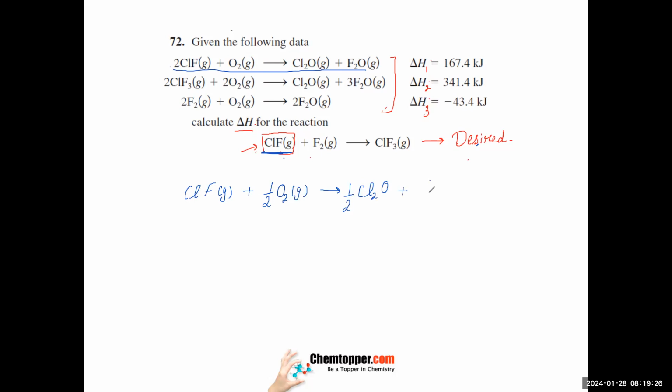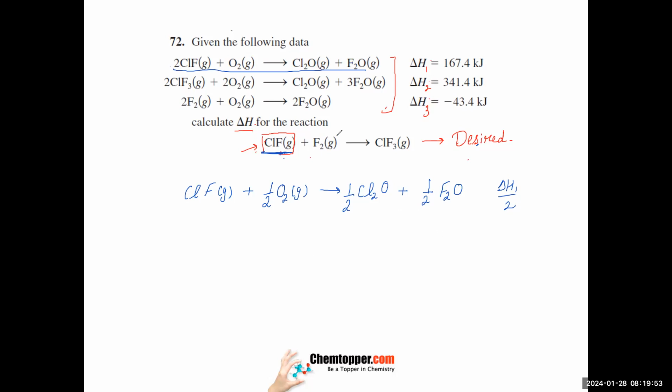Don't worry about anything. Don't start thinking what will happen to this or what will happen to that. Don't look anywhere else. Just keep focusing the way I'm saying. Delta H1 by 2. Some children start worrying about these things. What will happen to this? What will happen to this? This is not there. As I said, don't worry. Just focus on ClF. So I can get ClF from equation 1 if I divide the whole equation by 2.